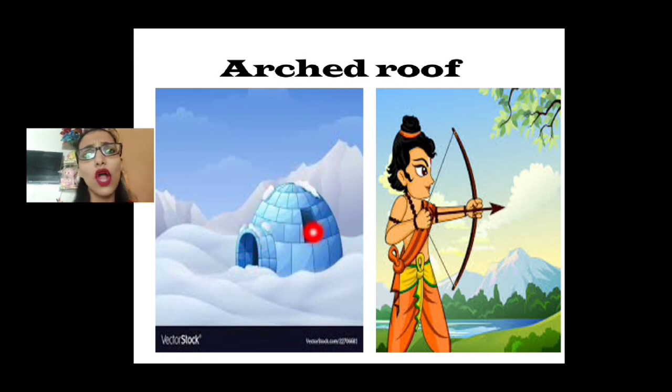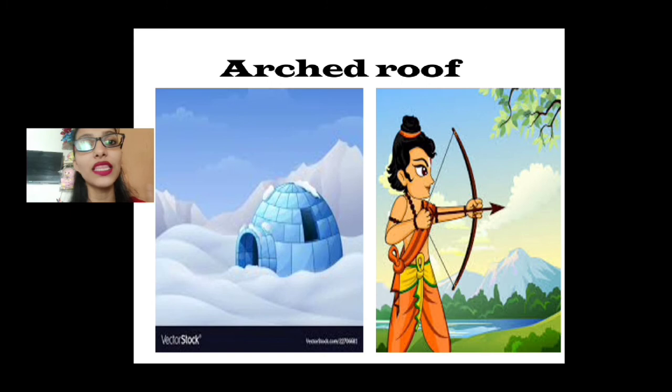But why is it called arch? As you are seeing this boy standing here with his bow and arrow, this is known as arched. The red part on my screen is moving, that is known as arched. How this is in a curved form, can you see? This is in a curved form. Same way, the igloo is also in a curved form. So it is known as arched roof.